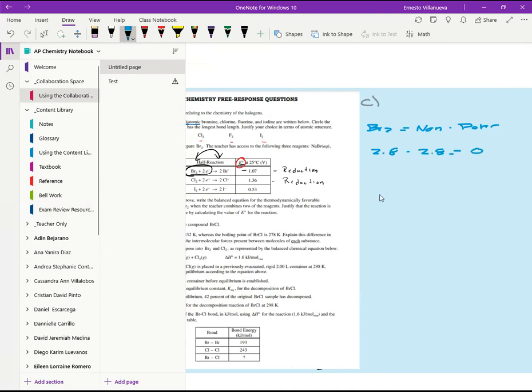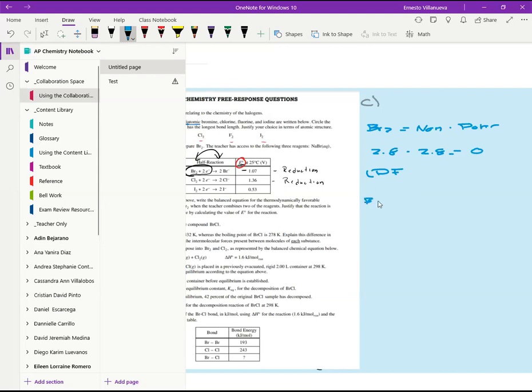Now, you don't have to do this calculation. I'm just showing you so you can understand what it is. But I already know that bromine bonded to itself is going to be nonpolar. So the primary interaction that's going to happen here is London dispersion forces, because this is a nonpolar molecule.